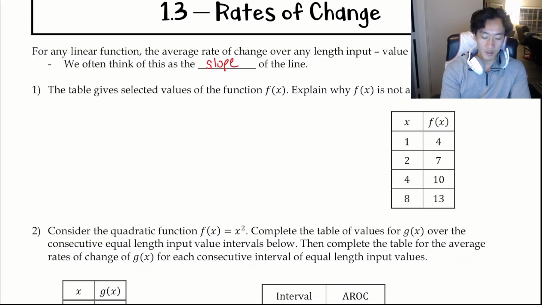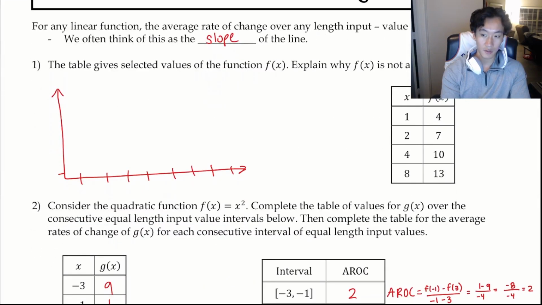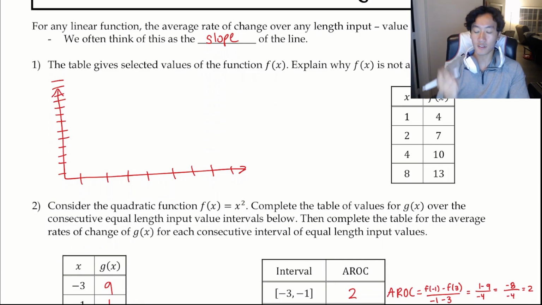I'm just going to do a really quick sketch of the points. I might label my axes, numbering the x-axis all the way to 8, and then the y-axis all the way up to 13: 3, 4, 5, 6, 7, 8, 9, 10, 11, 12, 13. A little off, it's okay. Let's start graphing some points. I have 1 comma 4, 2 comma 7, 4 comma 10.